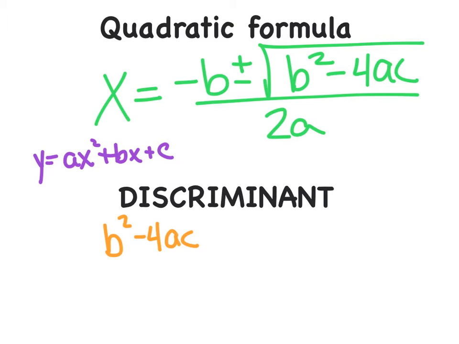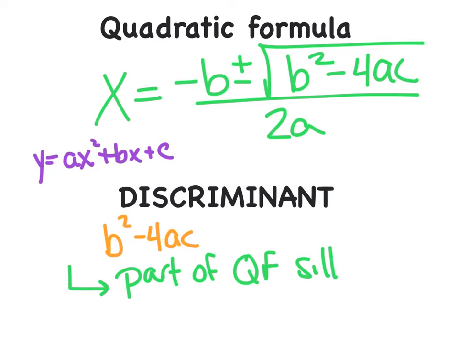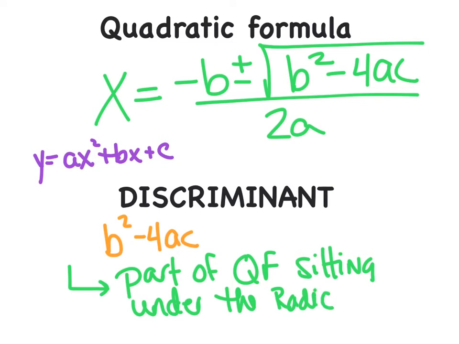So let's go ahead and write that in our notebook. The discriminant is the part of the quadratic formula sitting under the radical. Okay, so we've got another formula to put in our memory book there. B squared minus 4ac, known as the discriminant.